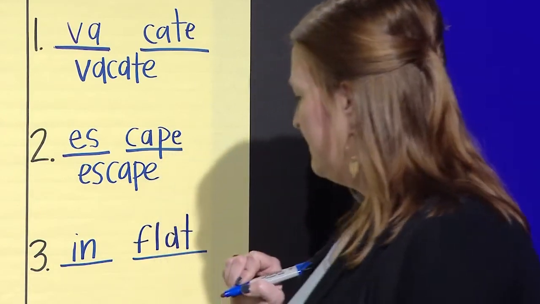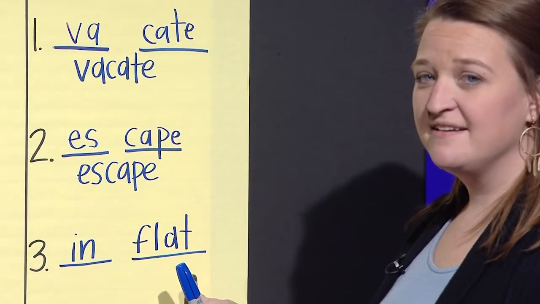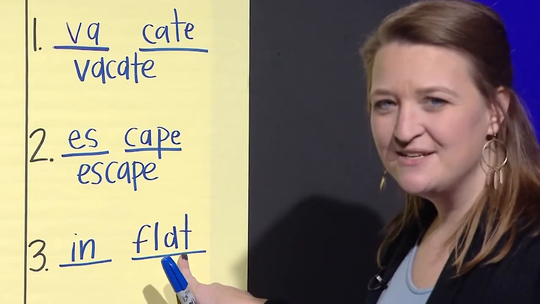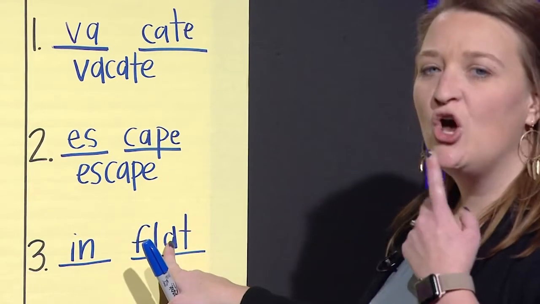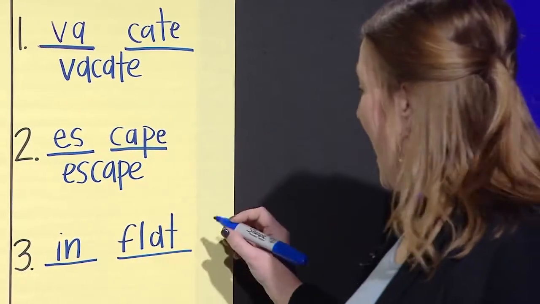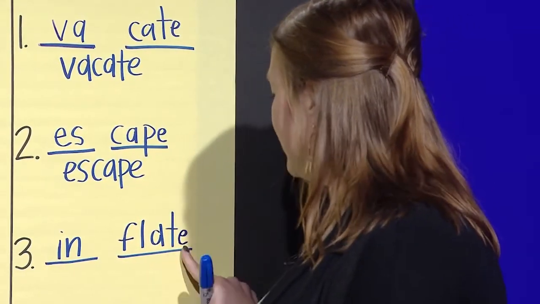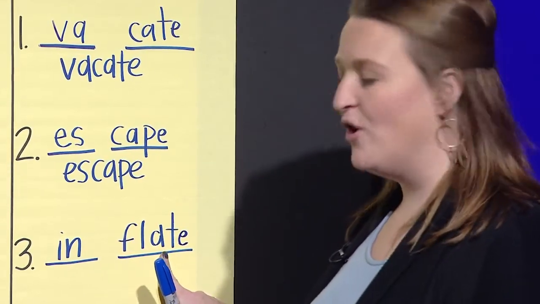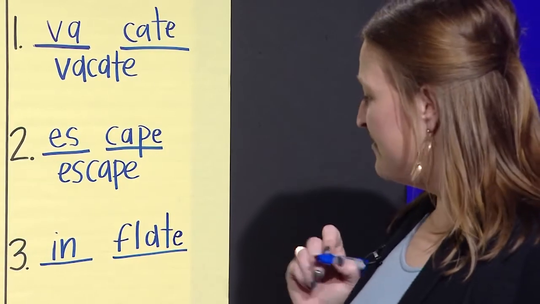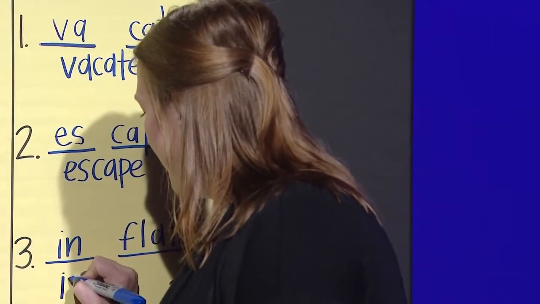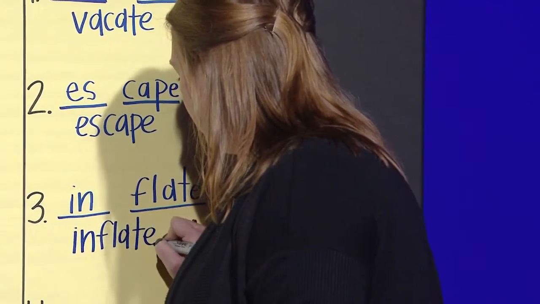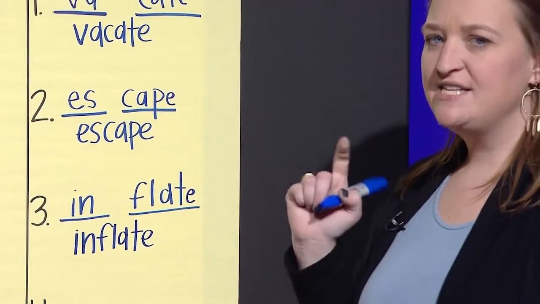Let's spell it. F-L-A. Is this correct? No, you're exactly right. That word is flat. So what do we need to do? Because we heard a long A in inflate. That's right. We need to add an E at the end. That silent E is going to make that vowel long. So now we have flate. So when I put that together, I get inflate. That's right.